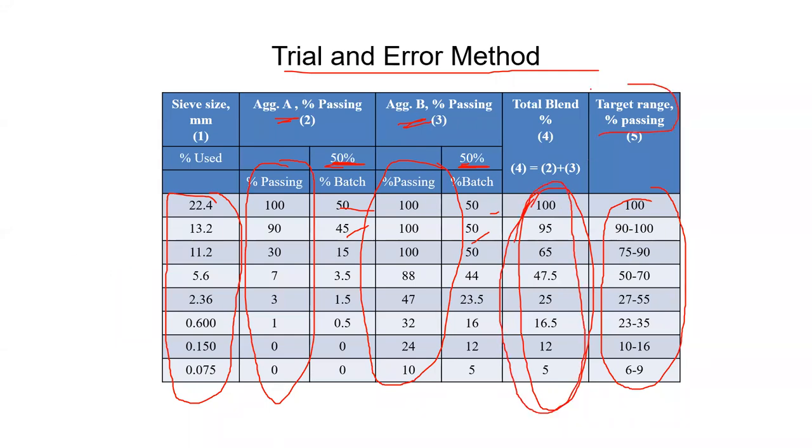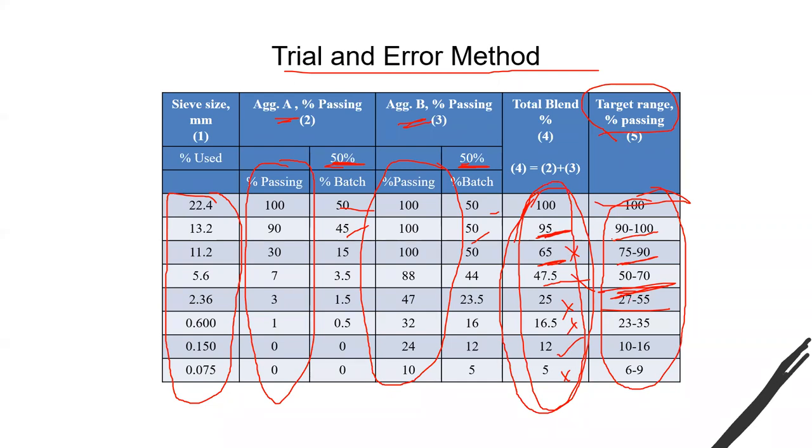And what is the target range? What was our target? It should be falling in the range, like 100 was there, then 13.2 passing should be in between 90 to 100. In our case, it's coming 95, so it's okay. It should be 75 to 90. In our case, it is 65. So this is wrong. Then again, it should be 50 to 70. In our case, it is 47.5. It's wrong. Here also, it's wrong. Here also, it's wrong. Here it's okay. Here it's wrong. So you see, these are not coming.